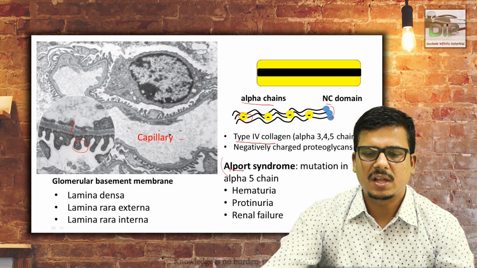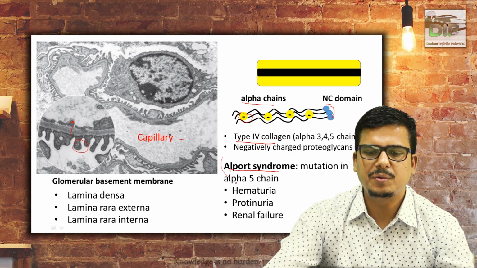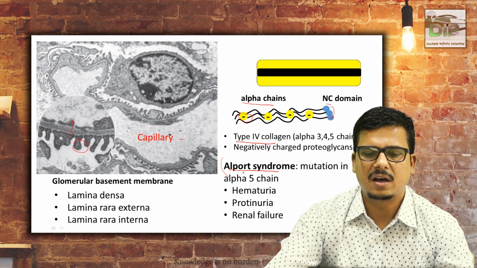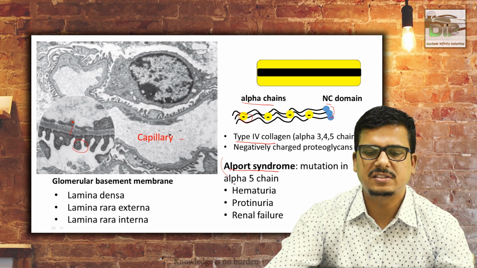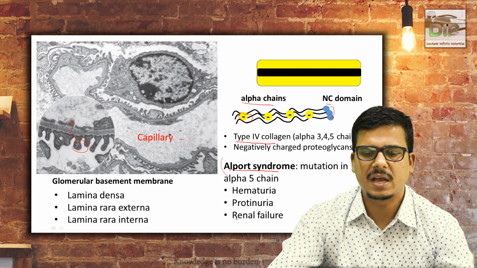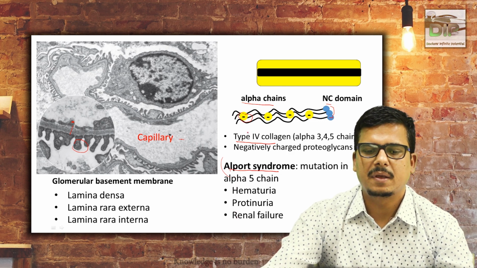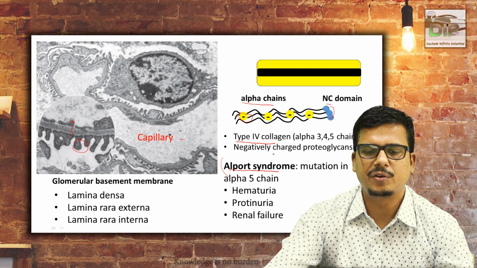There is one syndrome called Alport syndrome, where there is a mutation in one of the alpha chains, peculiarly the alpha 5 chain, and this leads to hematuria, proteinuria, and renal failure. This is the implication of these types of collagens and proteoglycans.